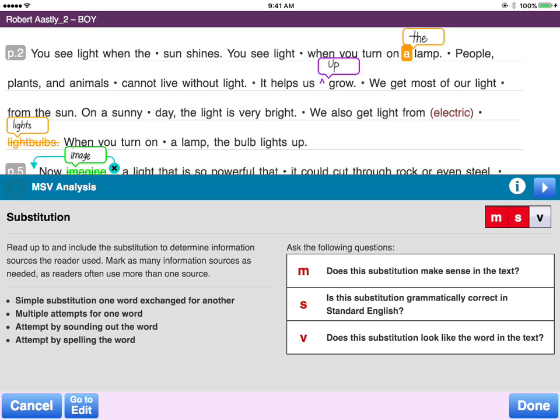So you're going to ask yourself, does this substitution make sense? Did it make sense? Absolutely. So that is why we chose M. Then you're going to ask yourself, is this substitution grammatically correct? It does sound grammatically correct. The structure is still there, so that's why we chose S. Then you ask yourself, did that substitution look like a word in the text? It did not. So that is why we did not choose the V.